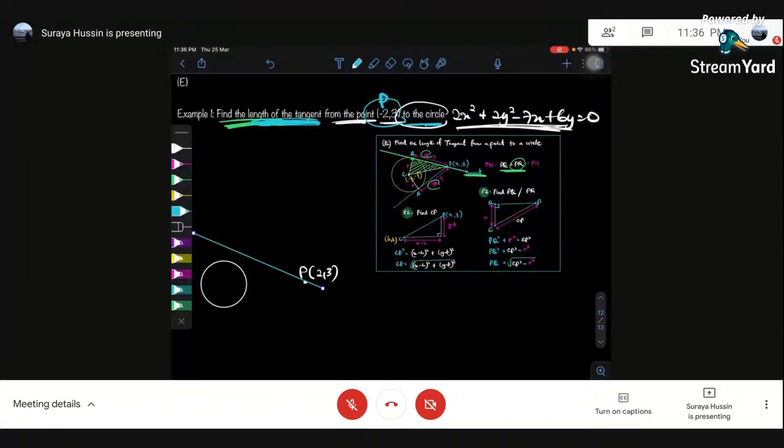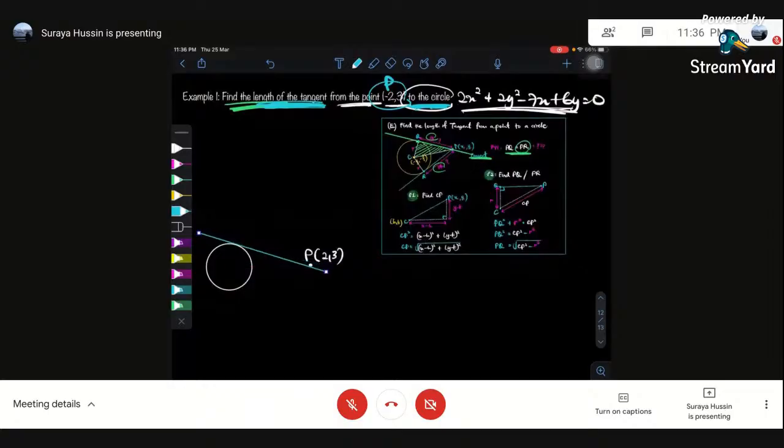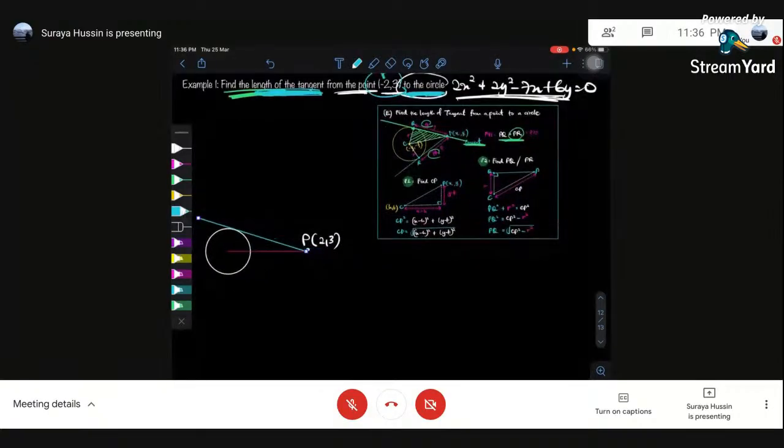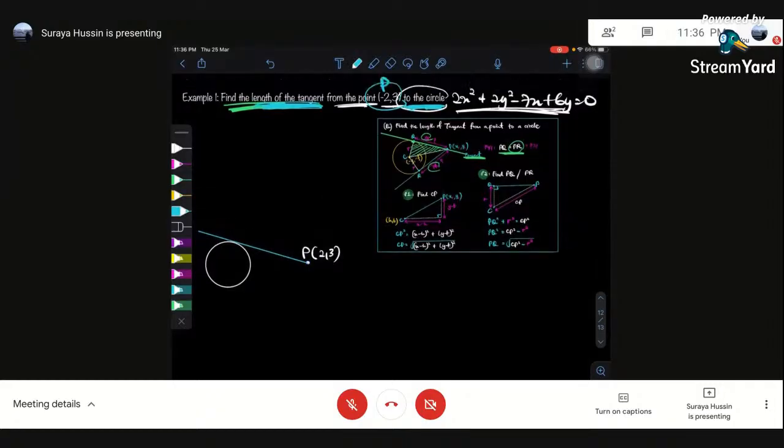Okay, daripada point P ni pergi ke circle. To the circle. Itu maksud dia. Kalau you tak faham ayat dia, confirm salah lah cara jawabnya. Okay, so this is the meaning of it. Nampak je ayat to the circle. The point to the circle. The line is the length of the tangent from the point, daripada point ni pergi ke circle. Itulah maksud dia.